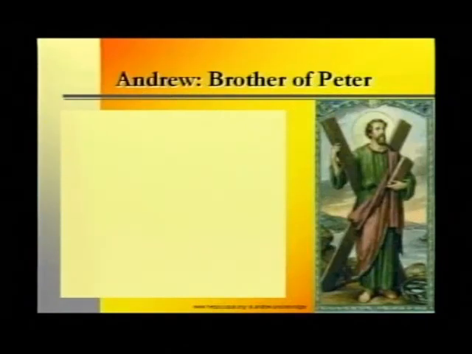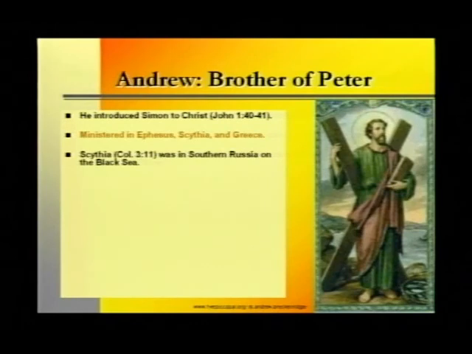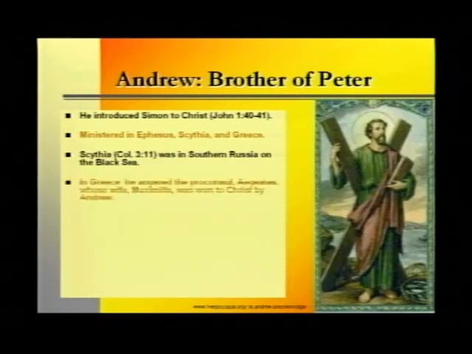But when you look at Andrew, the brother of Peter, he introduced Simon to Christ. We find this account in John 1, verses 40 through 41. He ministered in Ephesus, Scythia, and Greece. Now, Scythia is mentioned in Colossians 3:11. It was in southern Russia on the Black Sea. So he went as far as the Black Sea in Russia.